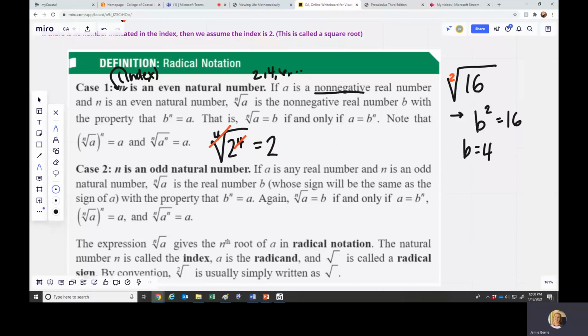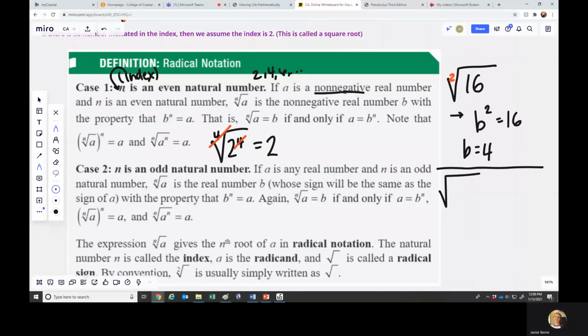It says, so if the radicand is any real number and the index is an odd natural number, then same definition. The nth root of a is the real number b, whose sign will be the same as the sign of a, with the property that if you take b, you raise it to the index, it's equal to the radicand. So let me show you an example of that.